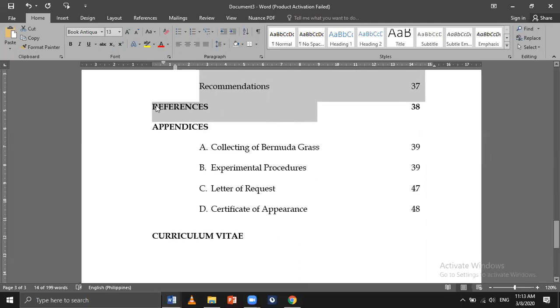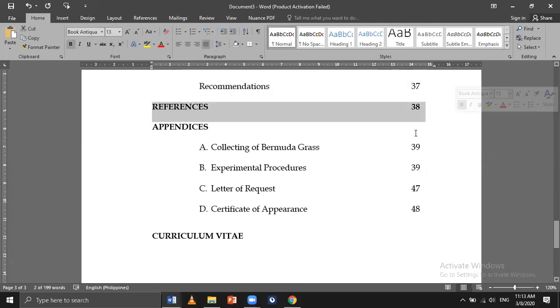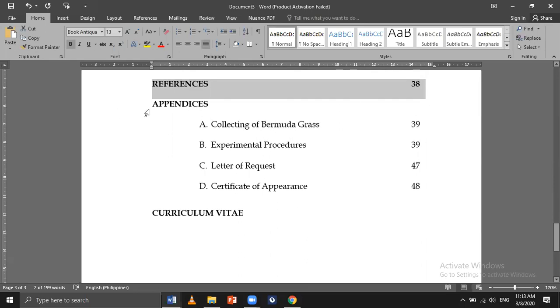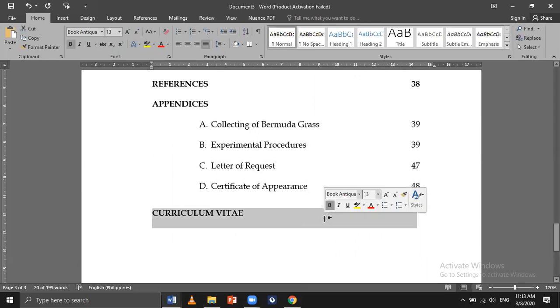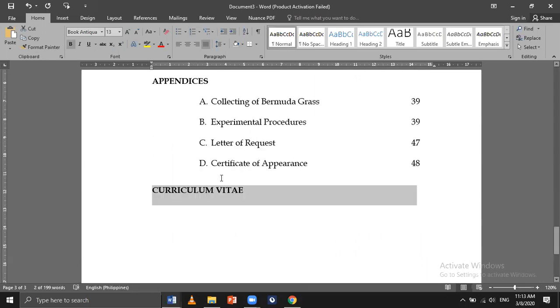Next are the references. This is where your APA format references will be located. Next is the appendices. This is where every document that you have in your research will be collated and compiled. And of course, the last one is the curriculum vitae. Some would read this as "vitae," but it's "vee-tie."